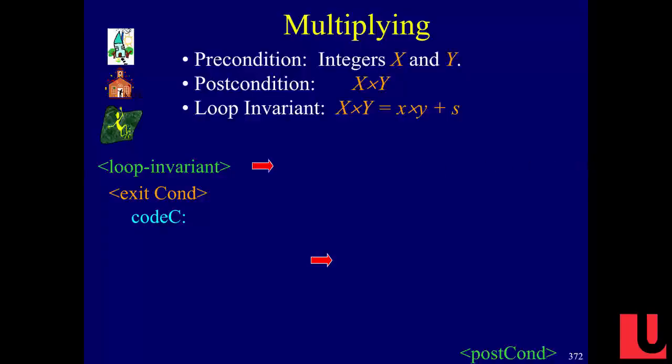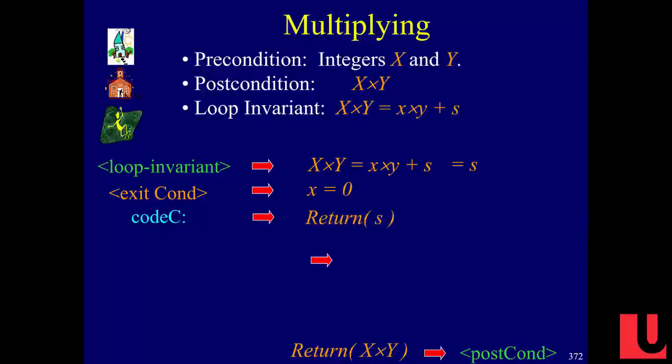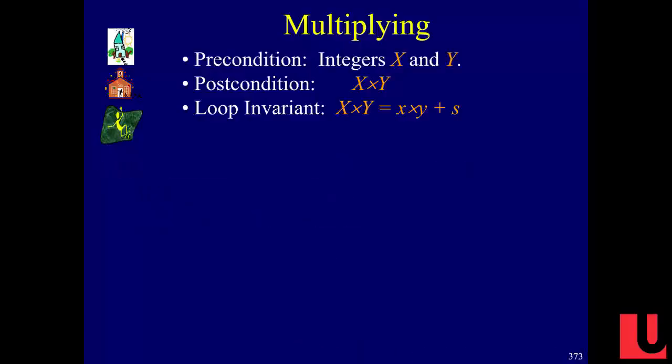Now, do we get our post condition? From the loop invariant, what do we know? We have the loop invariant. From our exit condition, we have x equals 0. Well, if x equals 0, then the loop invariant tells us that s is our answer. The post condition is to return the answer, so all we do is return s. Everybody following? We're all good?